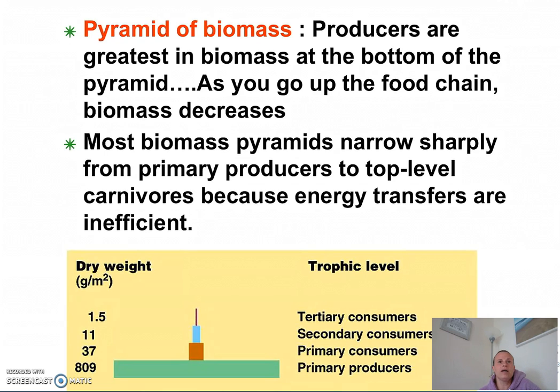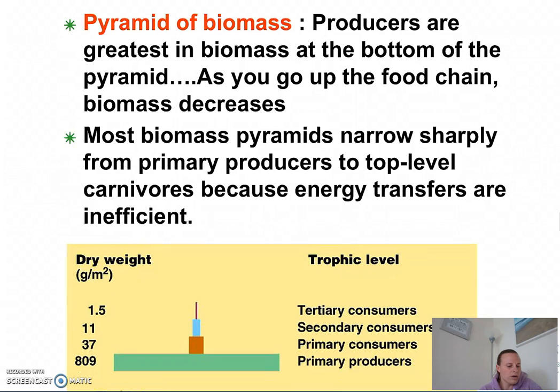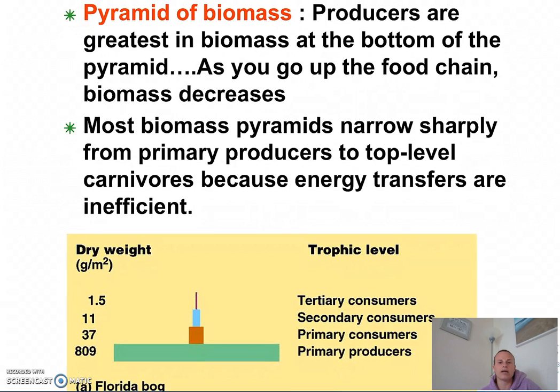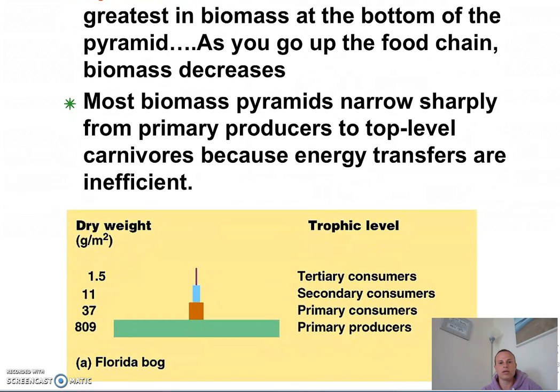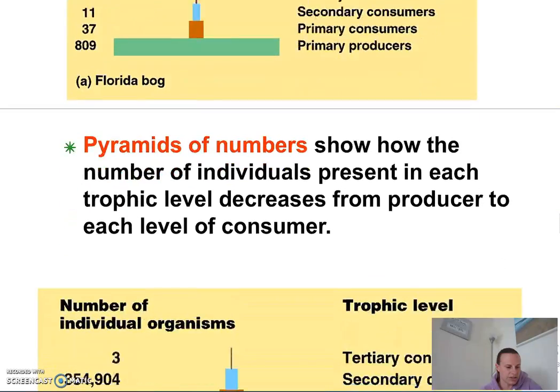So biomass. Biomass is the total mass that organisms occupy, where producers have the greatest biomass at the bottom of the pyramid. Again, the pyramid shape is used because it's largest at the bottom and narrowest at the top. So most biomass pyramids narrow sharply from the primary producers all the way up to your apex predators or your top level carnivores because those energy transfers are insufficient.